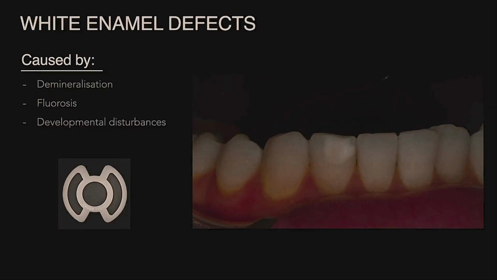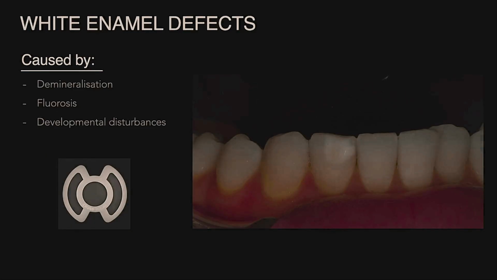So as Lewis said, a lot of the time you will be seeing brown spots and white spots. We like to separate them initially, and then we'll show you how to bring it all together at the end. So white enamel defects are normally caused by demineralization, for example, after fixed orthodontic brackets. When you remove the brackets, sometimes you'll be able to see these around the areas. Fluorosis can also cause it, or developmental disturbances from the deciduous tooth.